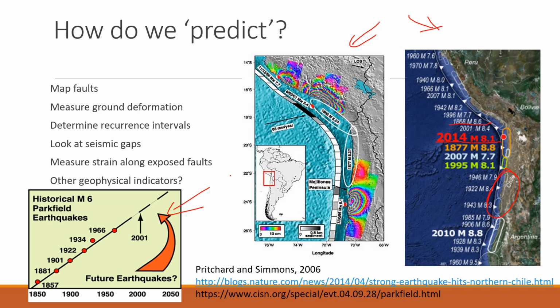There are other indications, but they're not always very accurate. We can look at groundwater, for example, the amount of radon. Those are not typically always accurate, and they only happen in certain cases. So they're not a universal indicator.